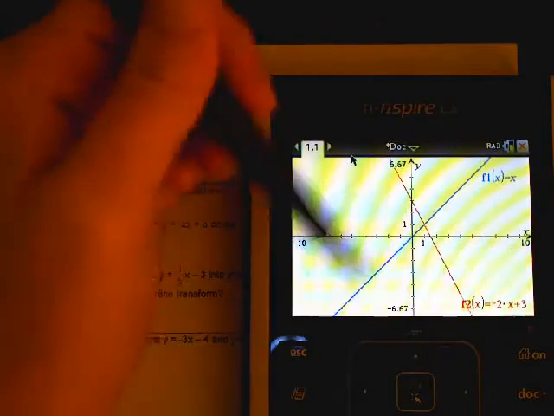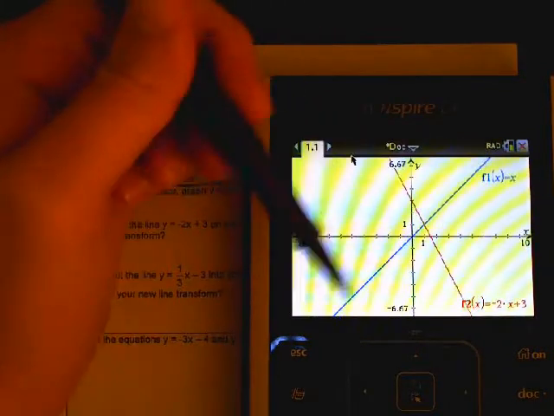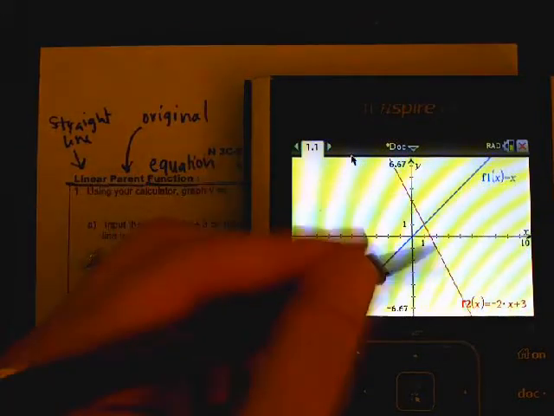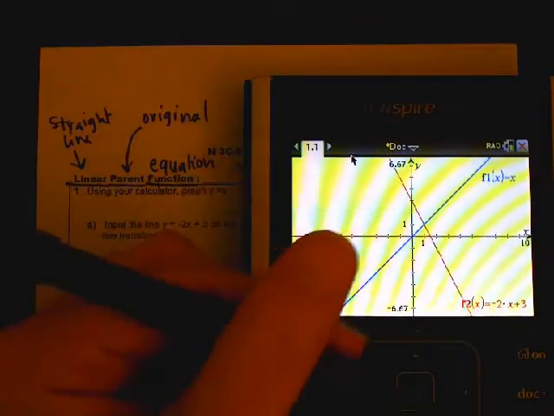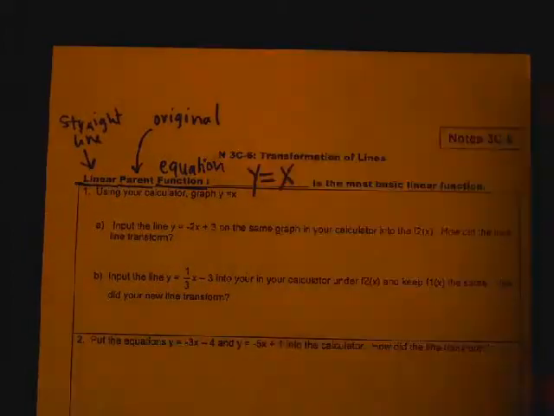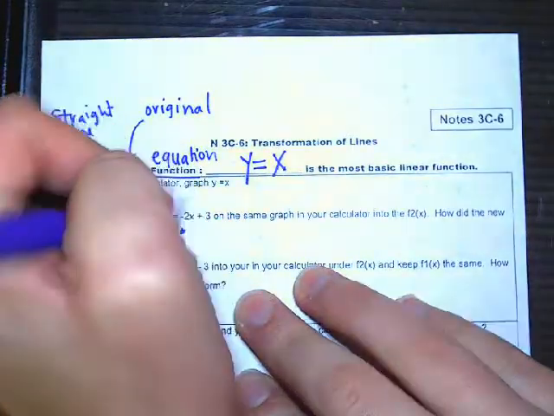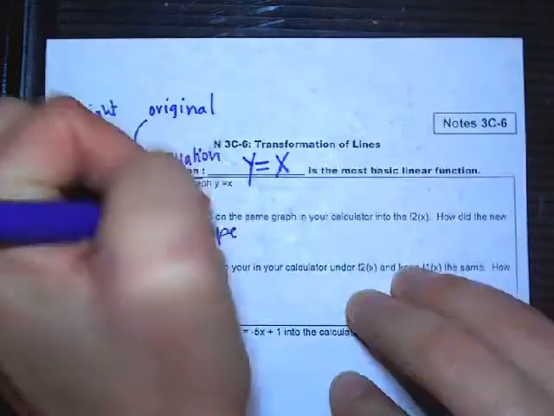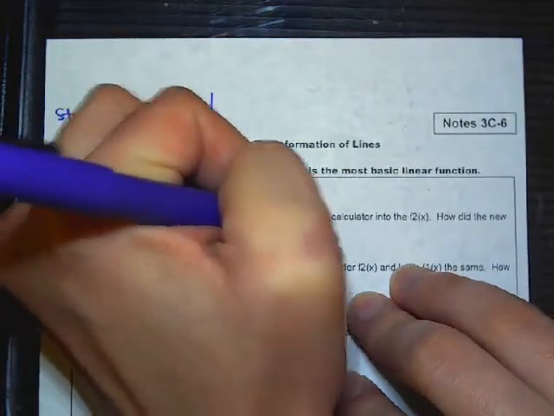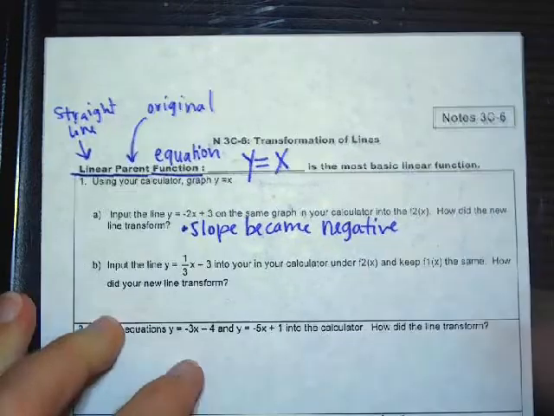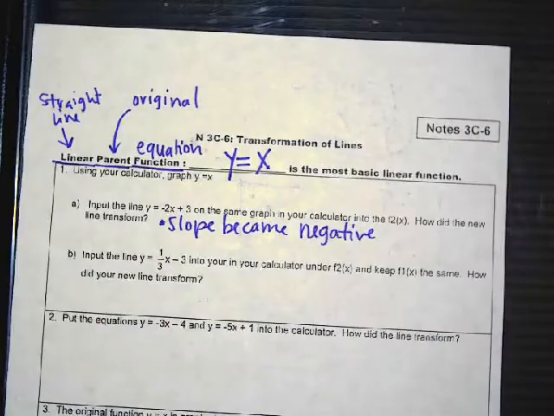Okay, so blue is the original. What's different about the red? Okay, it became what? A negative. So the red slope became negative. So that's going to be the first thing I write. So slope became negative. So everybody should have that on their paper.